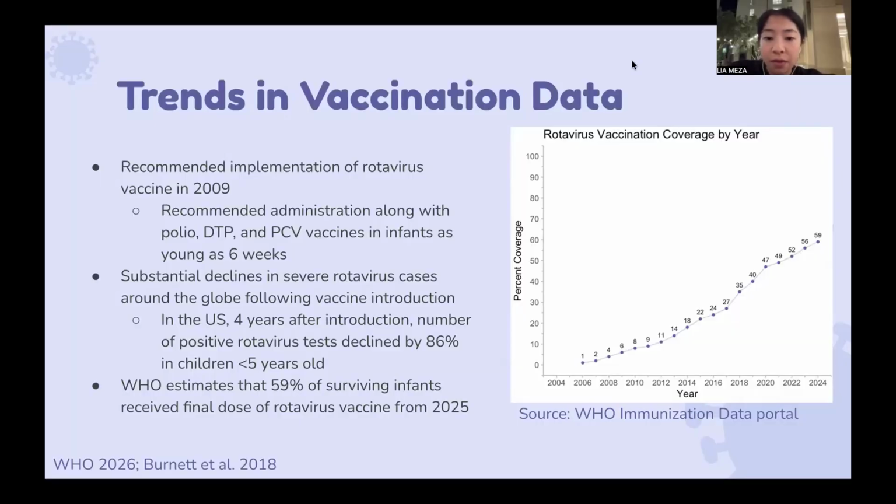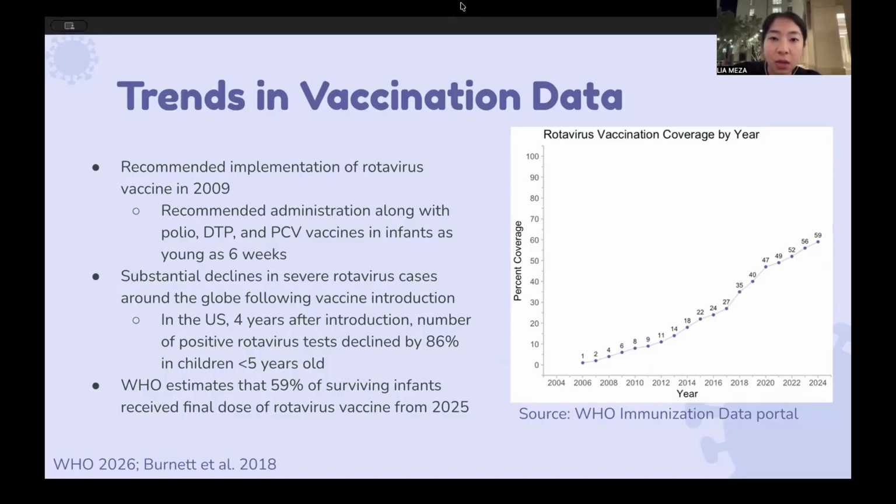As shown in the graph, the World Health Organization estimates that globally, 59% of infants have received their final dose of the rotavirus vaccine as of 2025.